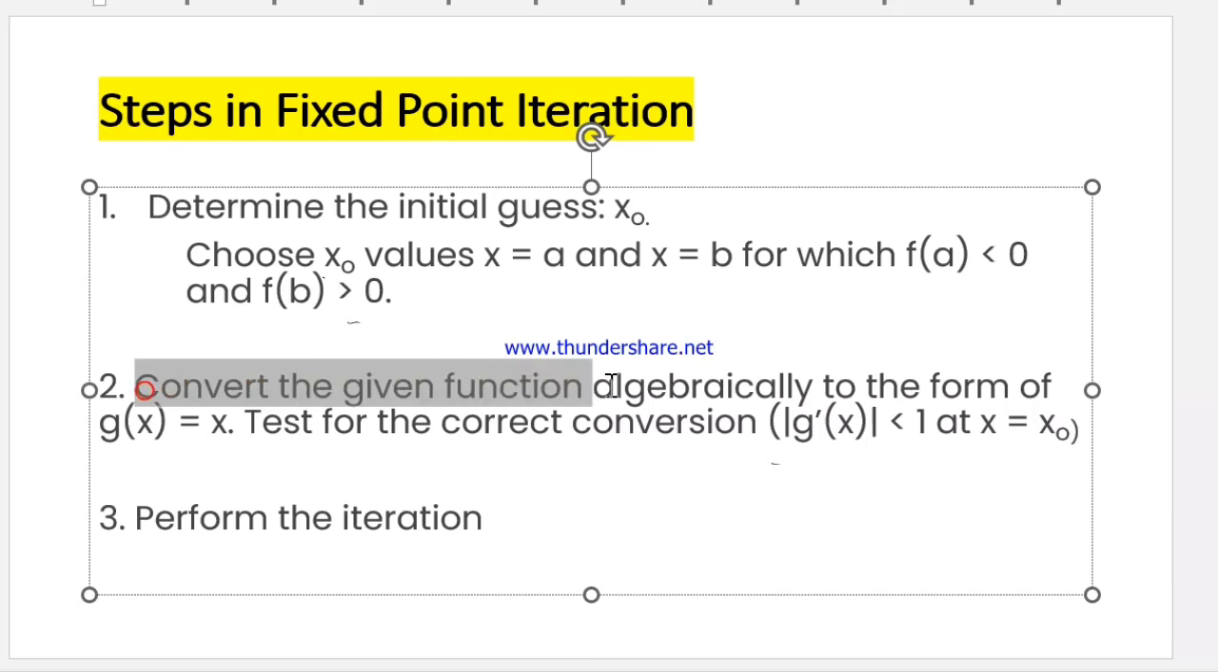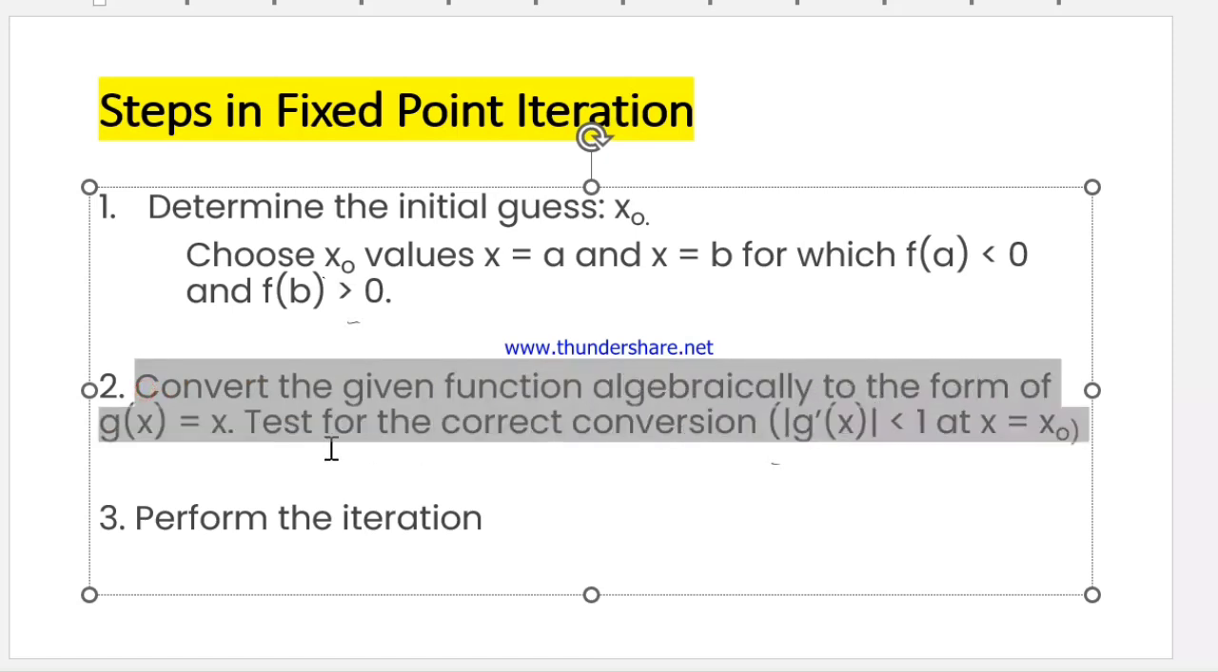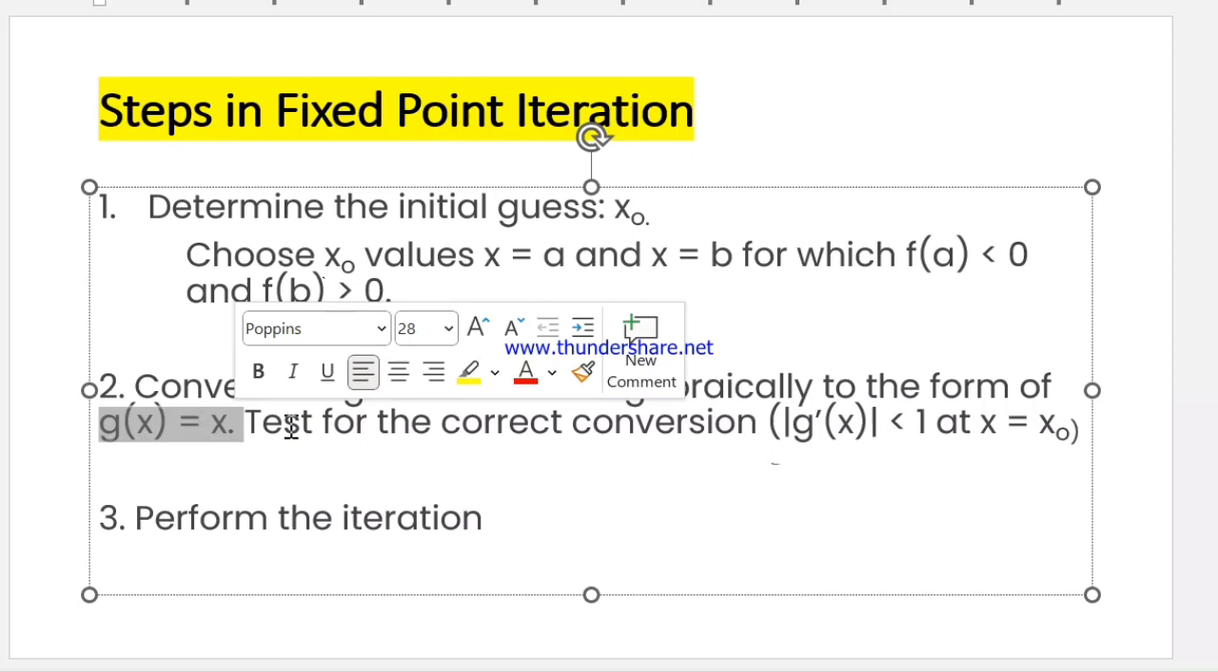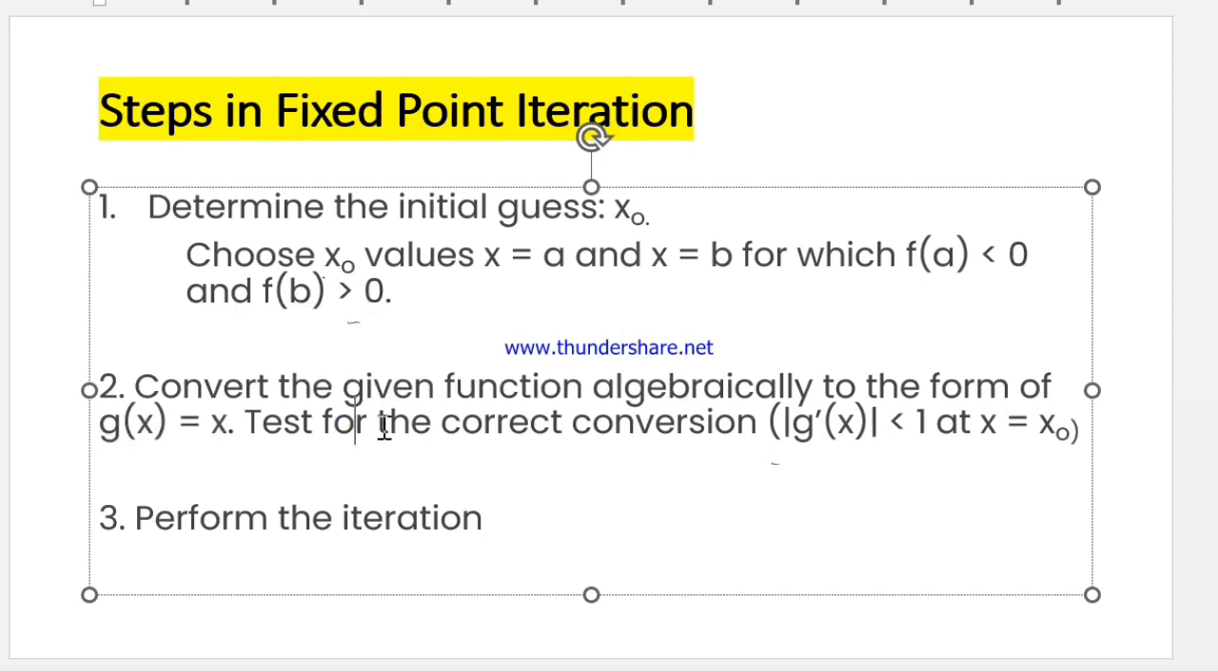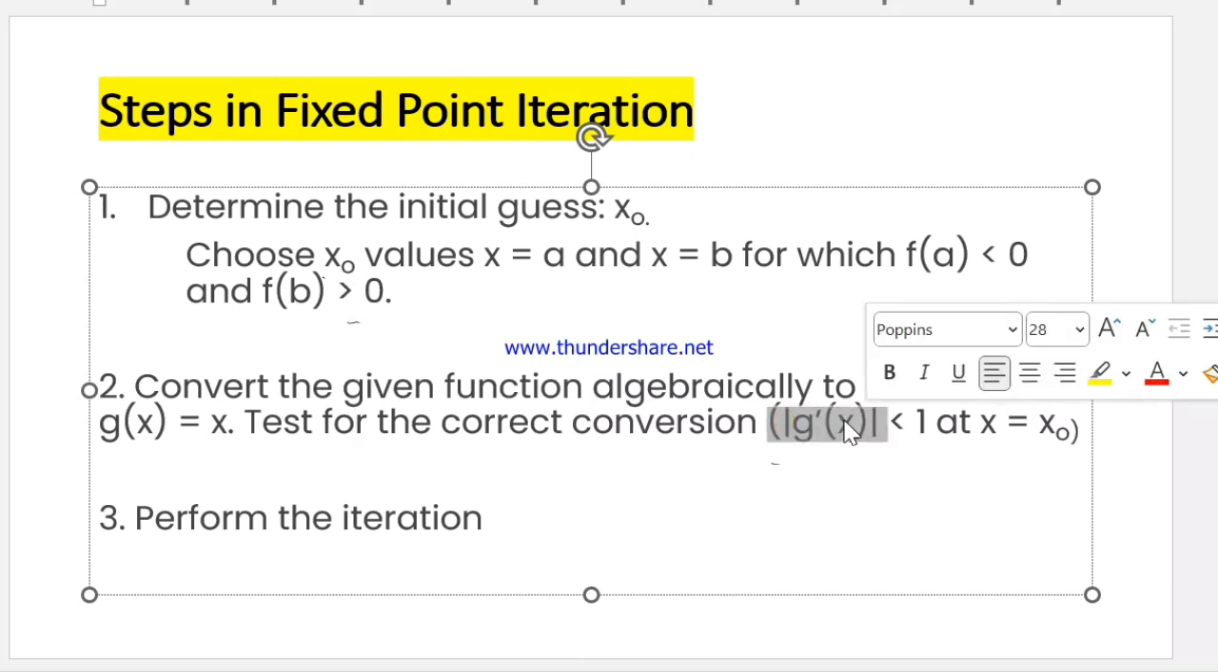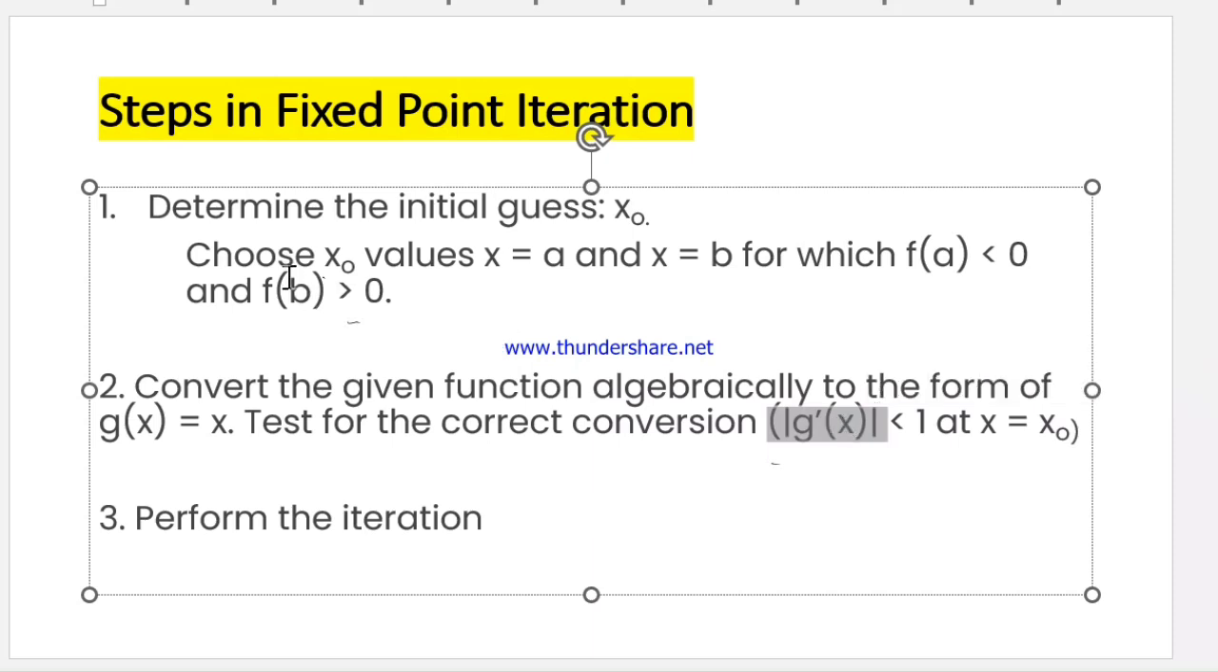The second step is to convert the function algebraically to the form g(x) equals x. Now, there are many ways to do the conversion, but whichever way we choose, we have to test whether it satisfies this condition: the absolute value of g prime of x is less than 1. That is, we differentiate the conversion we have done and substitute the initial guess to see if the value is less than 1. If it's not less than 1, we have to discard it and choose another conversion. After we have satisfied the second step, we move to the third step, which is to perform the iteration.